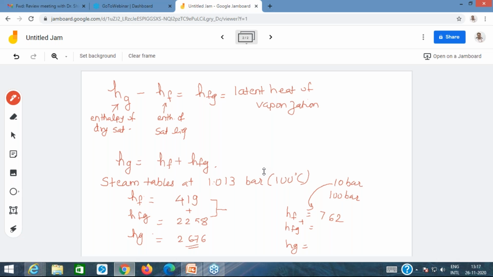So approximately, I am putting the values, 2014 approximately. I'm rounding it off and putting the values. So you can convince yourselves that Hf plus Hfg is always Hg.